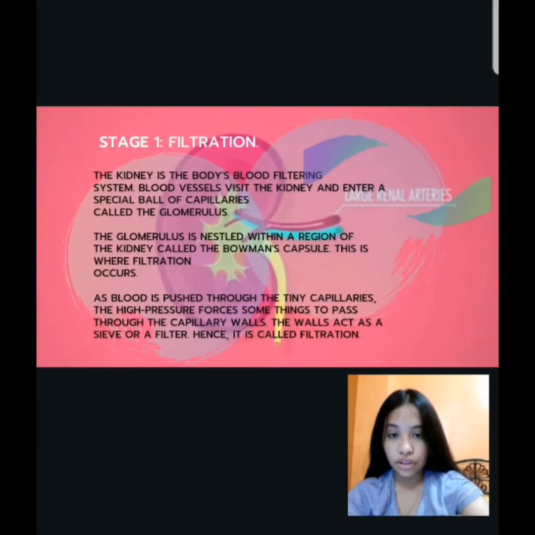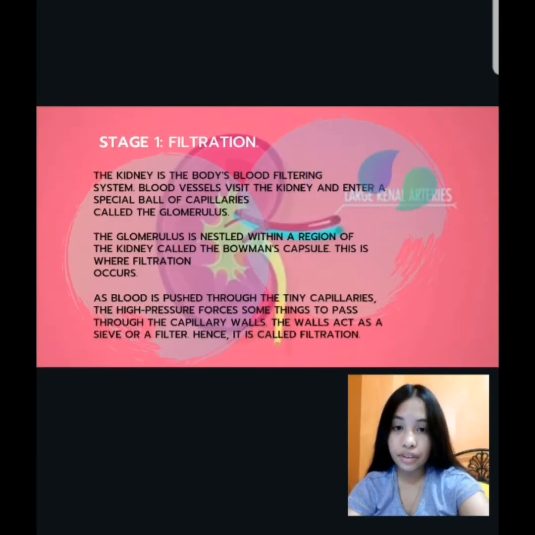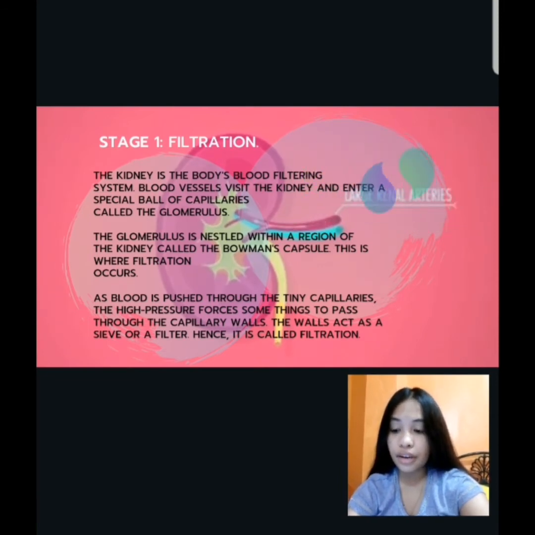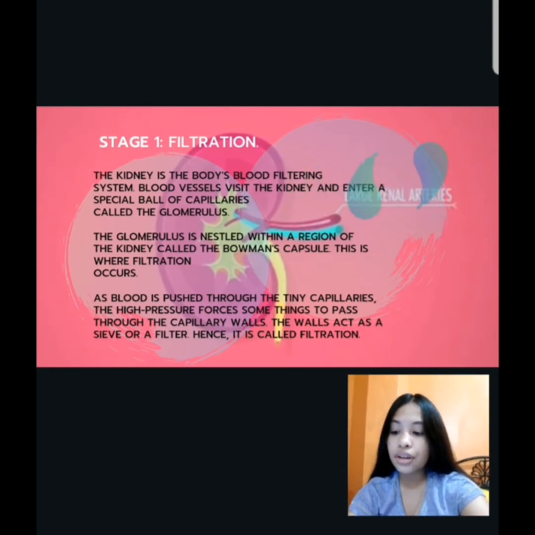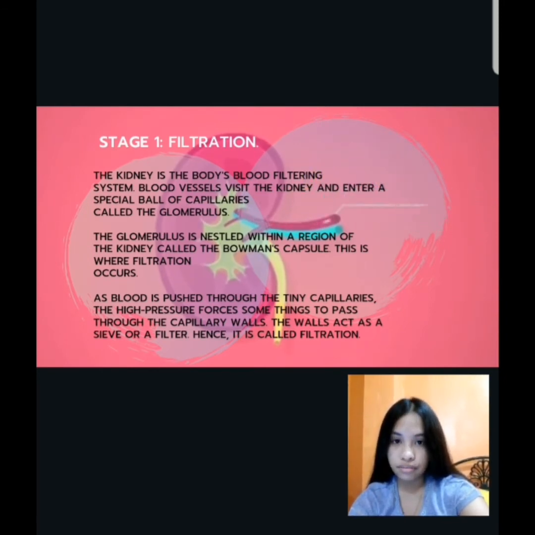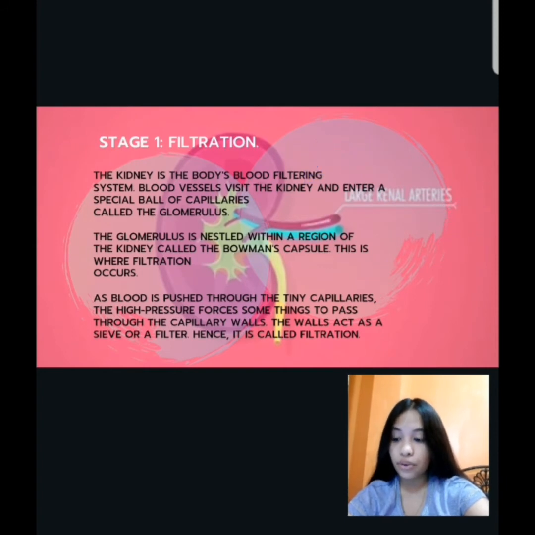The first stage is filtration. The kidney is the body's blood filtering system. Blood vessels visit the kidney and enter a special ball of capillaries called the glomerulus. The glomerulus is nestled within a region of the kidney called the Bowman's capsule. This is where filtration occurs. As blood is pushed through the tiny capillaries, the high pressure forces some things to pass through the capillary walls. The walls act as a filter, hence it is filtration. Water, sugar, salt, amino acids, nitrogenous waste, and other tiny things enter the kidney as a substance called the filtrate.